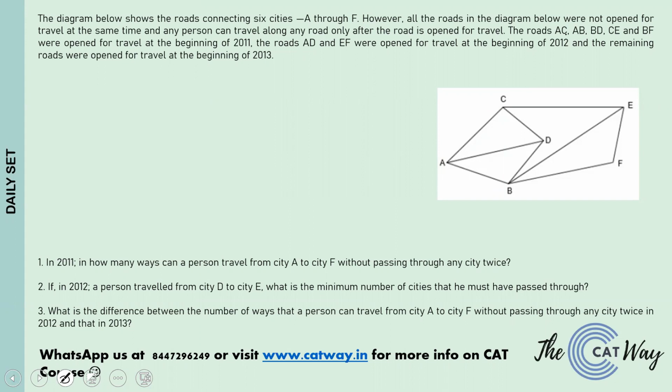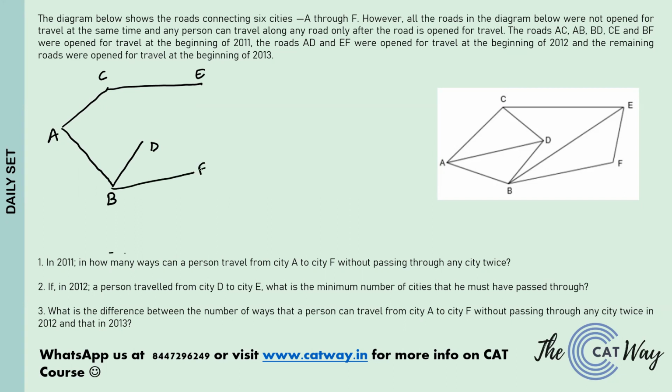So the road AC was opened. The road AB was opened. This I'm making for 2011. The road BD was open. CE was open, with E over here. And BF was open. So this was open up till here. Now this is the diagram that was eventually there in 2011.